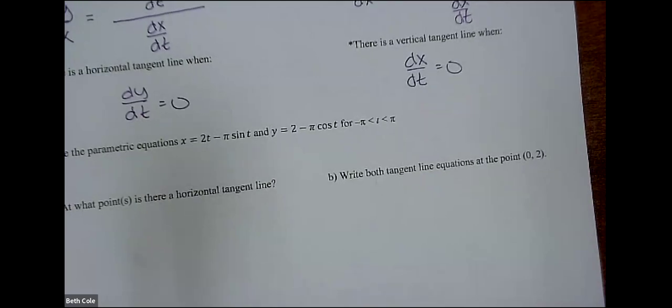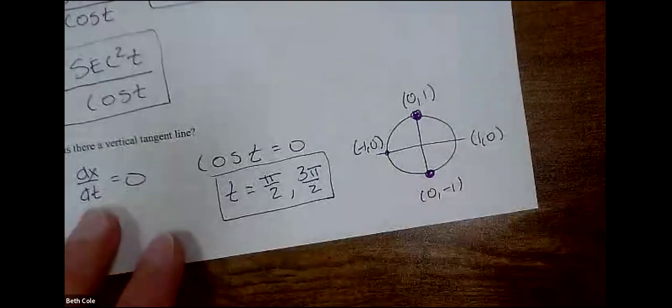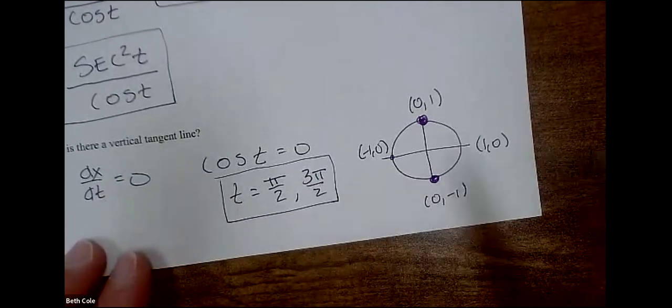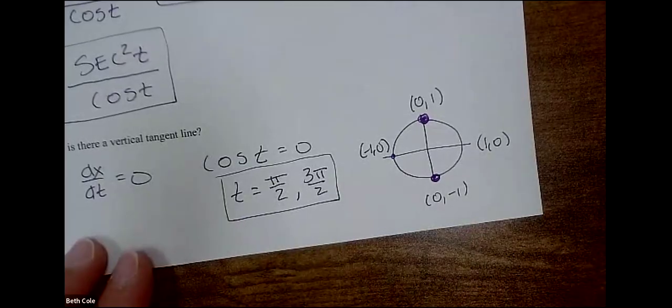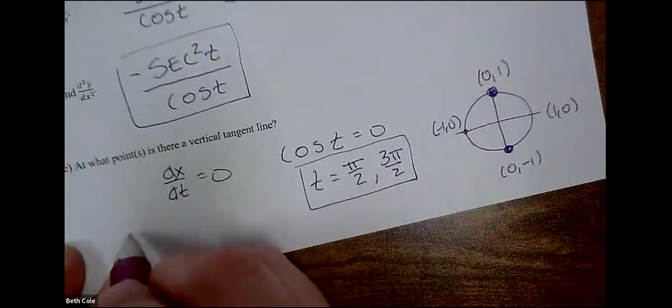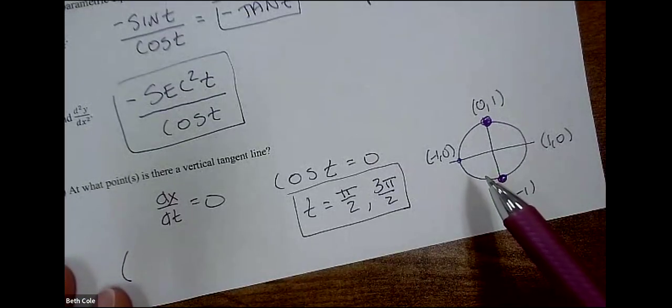Wasn't it asking for the points on it? Oh, you're right, technically. I found the parameter, but if you want the actual points, we have to take t and plug it back in to get x and y. That's a good point. Let's do that real quick. And I already drew the unit circle, so don't groan.